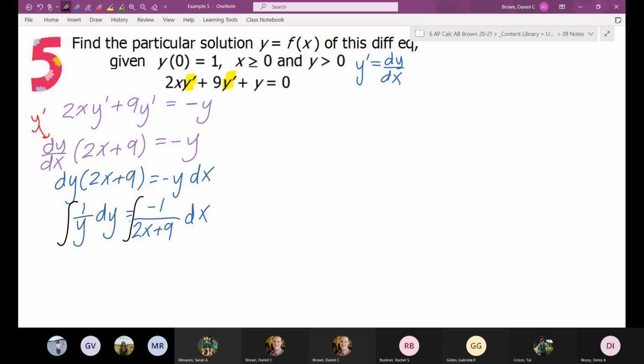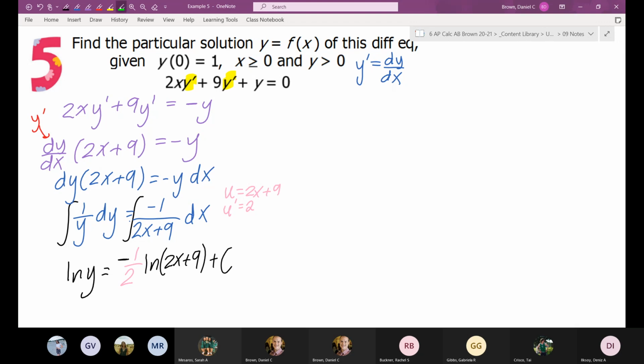ln of the natural log of y is equal to, looking at this other side, I have a negative that's going to come across. What integration rule do I need to remind myself about when I'm doing negative 1 over 2x plus 9? U sub. So we have this denominator, u is equal to 2x plus 9. So u prime would be equal to 2, which is going to put a 1/2 on the outside. And I can go back and do my rule. The natural log of 2x plus 9, don't forget your c.